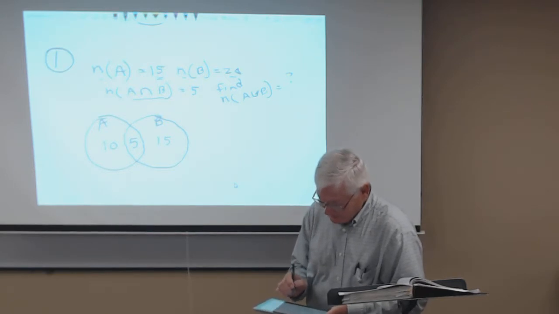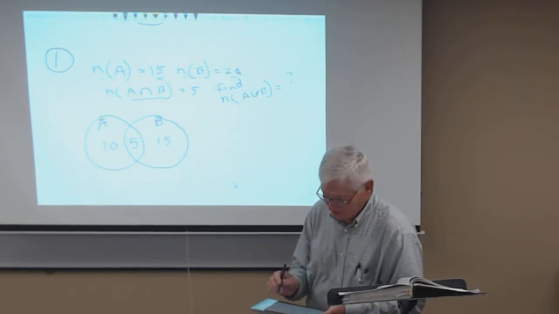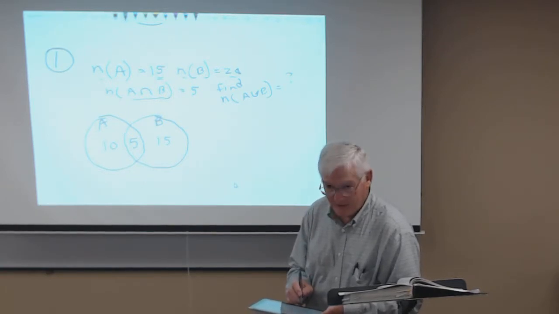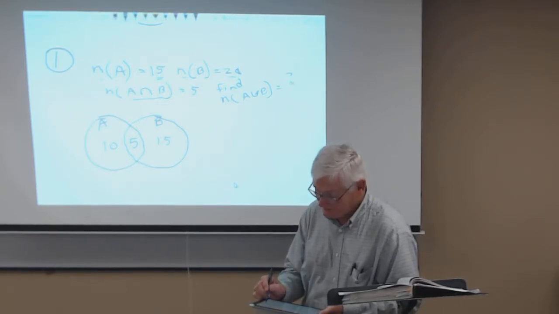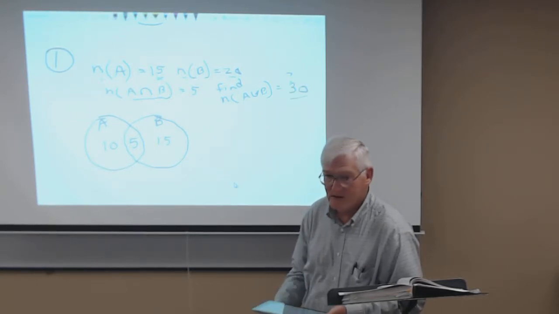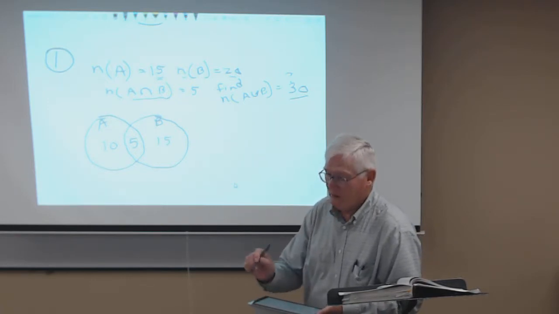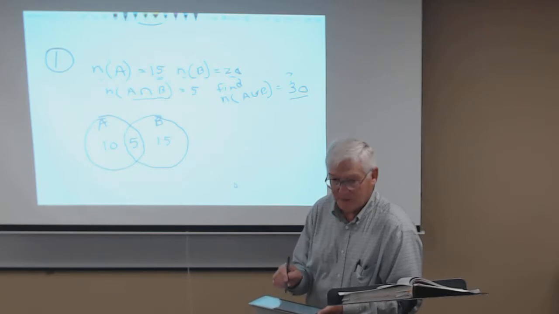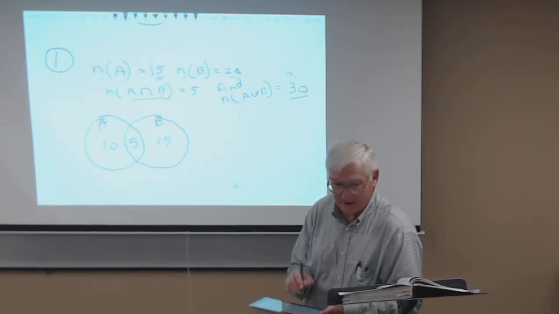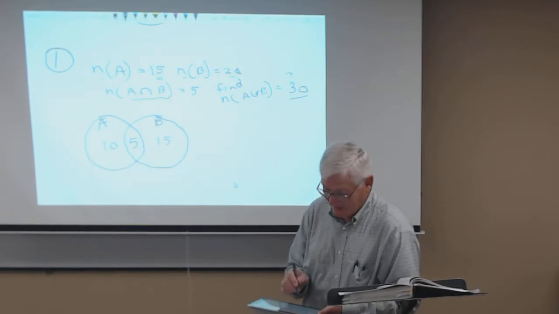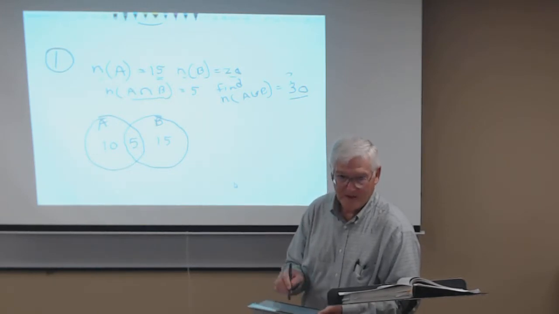Now, if I put A and B together, what do I get? 10 plus 5 is 15, plus 15 is 30. Everybody see that? So when they told us what the union was, I could do that subtraction to find the intersection, put that in there, and then that's going to help me finish out my picture.